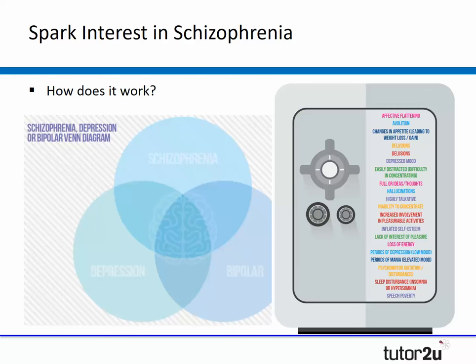Now, the way the activity works is you provide your students with a word bank of different symptoms for the three disorders. And your students' job is to decide where those different symptoms occur. Do they belong to schizophrenia? Do they belong to depression? Do they belong to bipolar? Or do they belong to more than one or all three of those disorders? So that's what you want to start by doing.